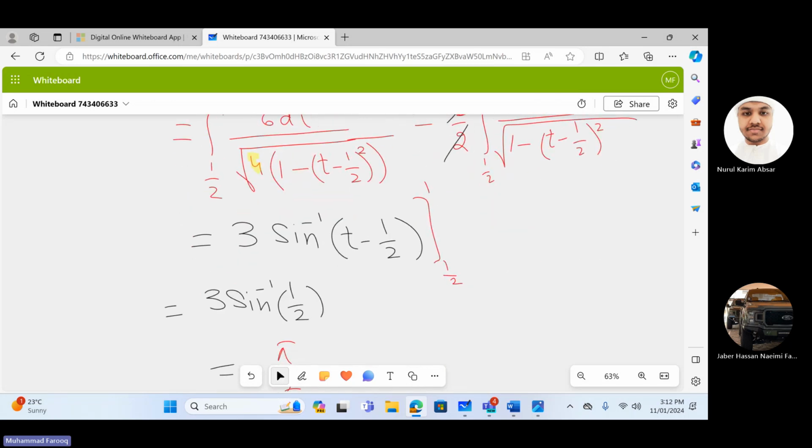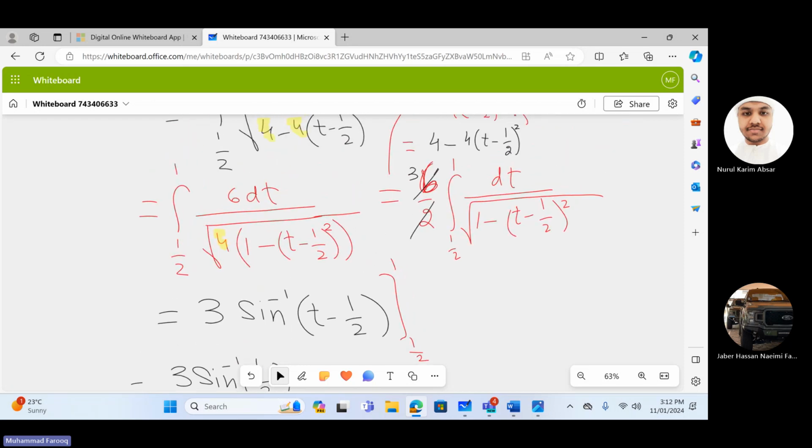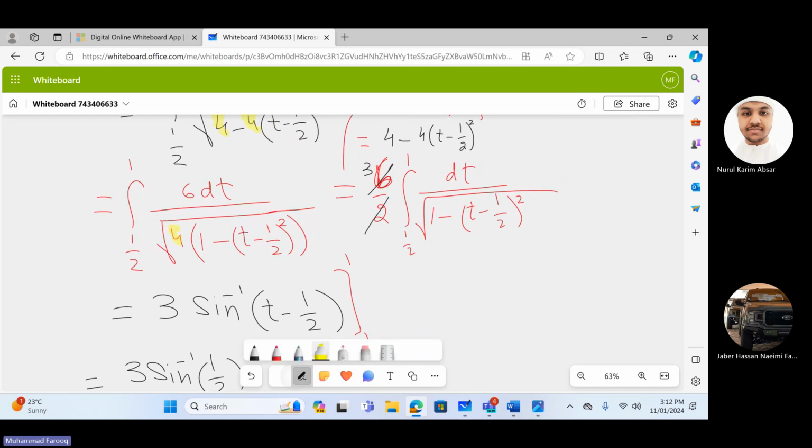Okay, so now here, this is 1 and it's t minus half. Look at it: 1 is a constant, meaning you can write 1 as 1 square, yes or no? Yes. And this quantity is also a square. So basically, this is a square minus u square in the square root. So which formula do you have? Constant square and function square. Sine, okay.